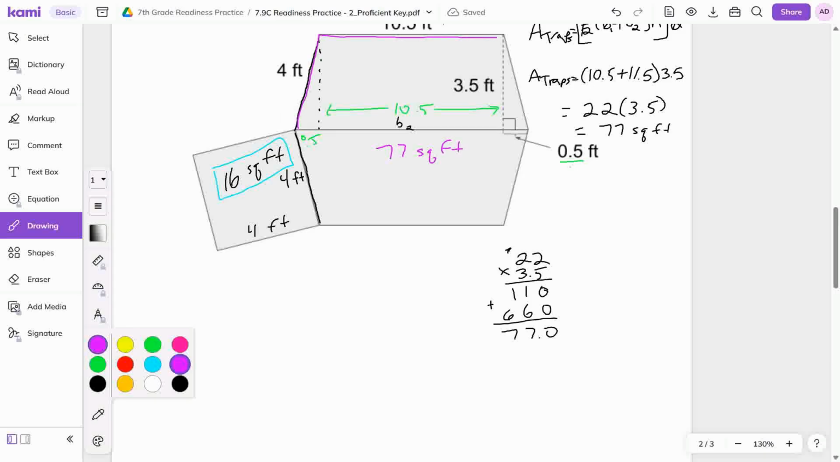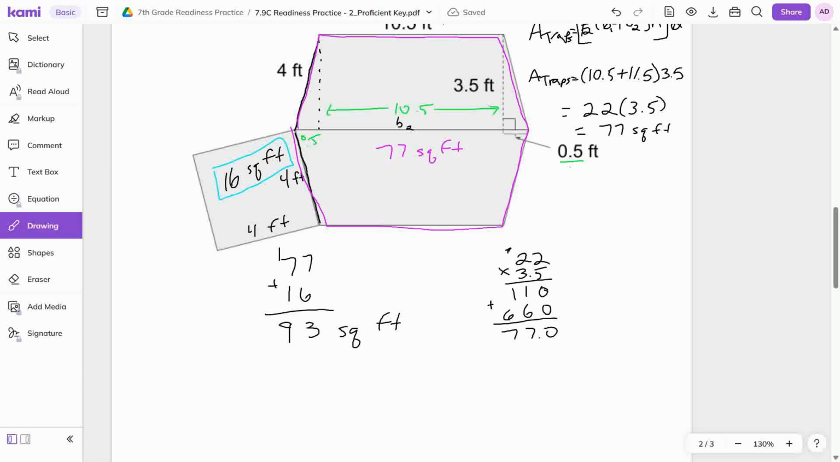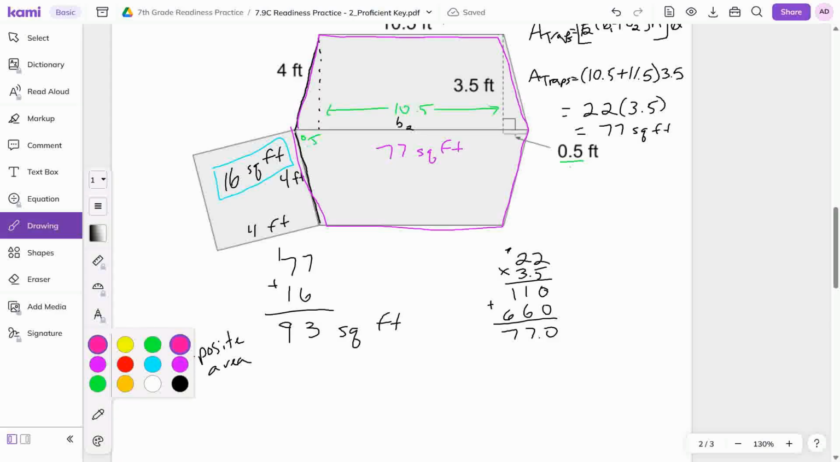Let me just kind of outline both together because we took both of those trapezoids. So then I need to add that to my 16. And I've got 93 square feet is my total area. So that's my composite area. But that's not the answer. My composite area is 93 square feet. And so let's put a box around that.